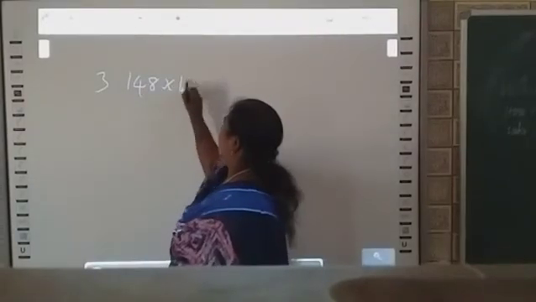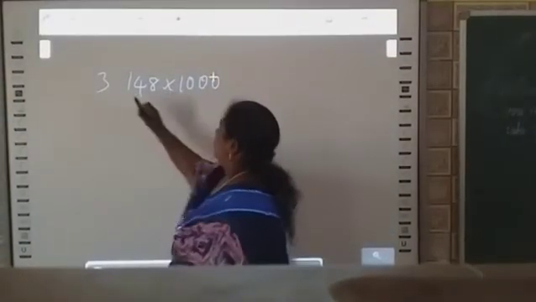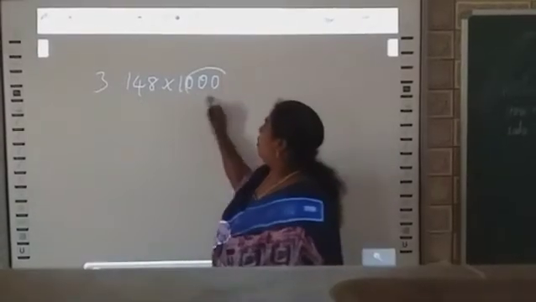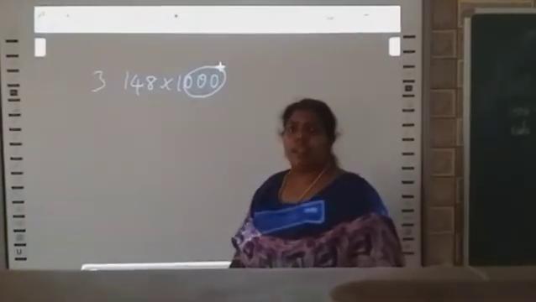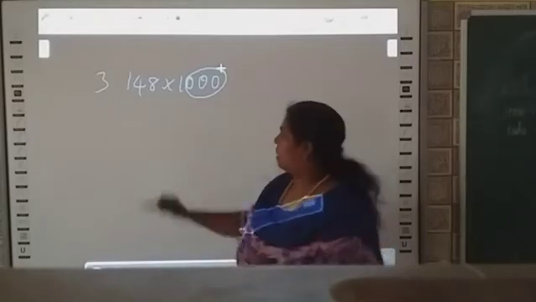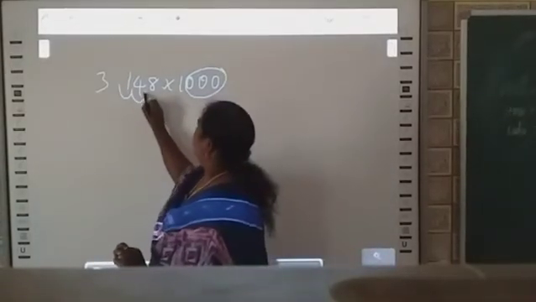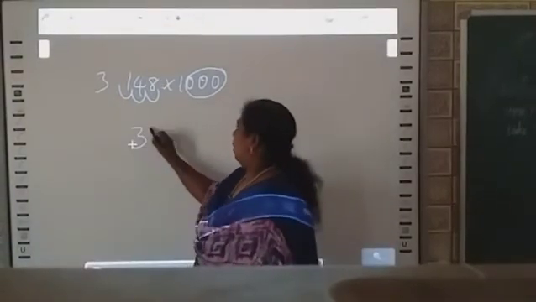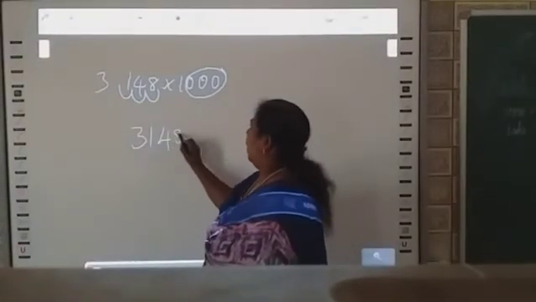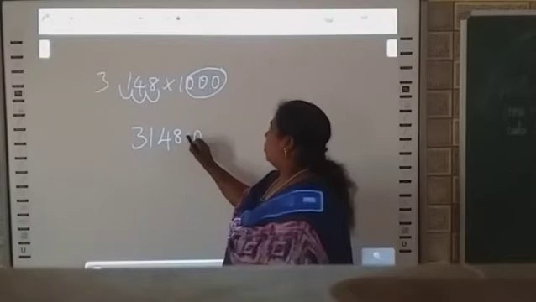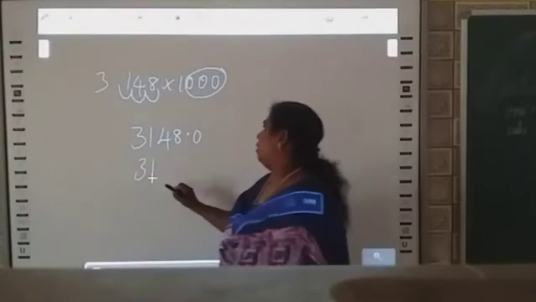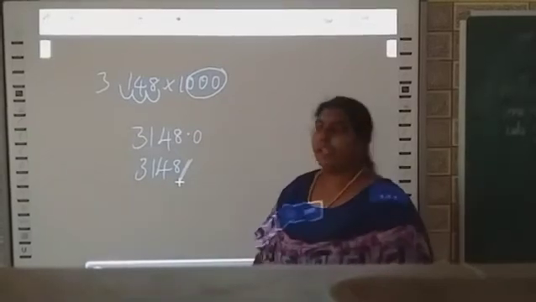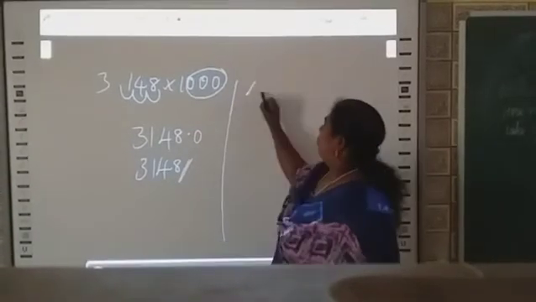3.148 into 1000. Into thousands, here how many zeros? 3 zeros, right? So we want to move 3 decimal places. Okay. 1, 2, 3. The point will come here. So the answer is 3148.0. So we can write the answer 3148. Right? See the next example.